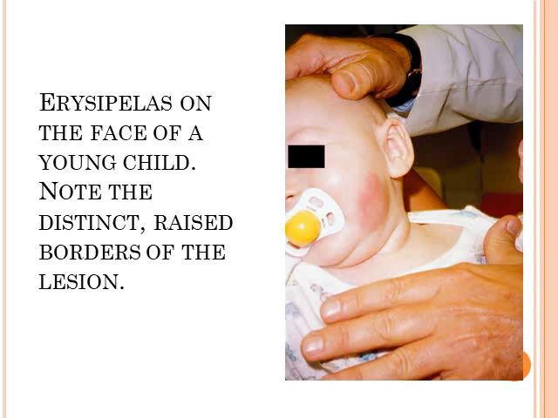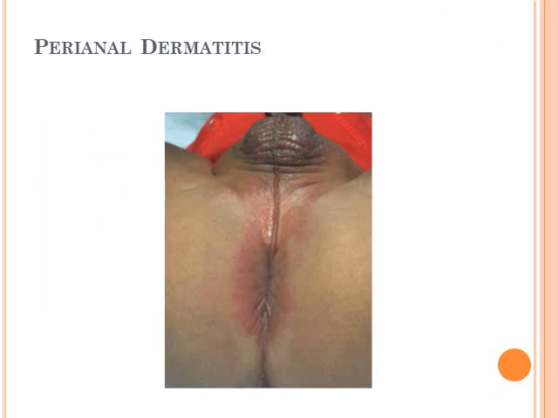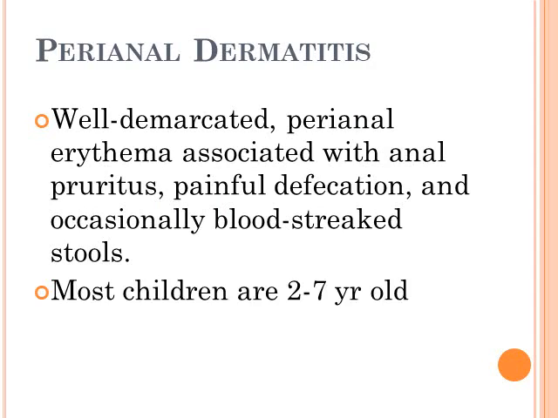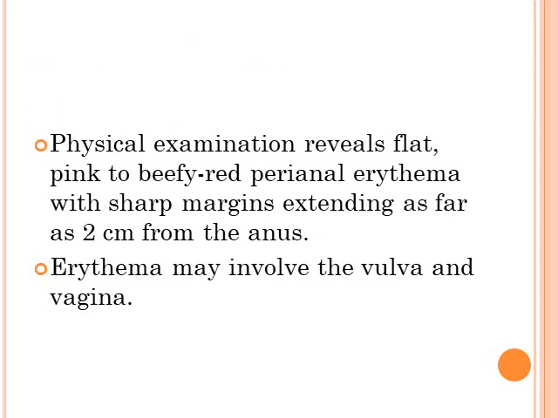Then erysipelas. Erysipelas on the face of a young child. Here you can see the distinct raised borders of the lesion. Then perianal dermatitis. Here well demarcated perianal erythema associated with anal pruritus, painful defecation, and occasionally blood-streaked stools are seen. The commonly affected age group is 2 to 7 years. The physical examination reveals a flat pink to beefy red perianal erythema with sharp margins that extends as far as 2 cm from the anus.